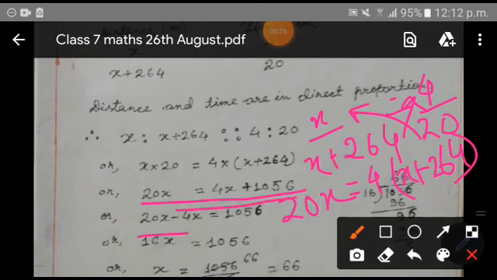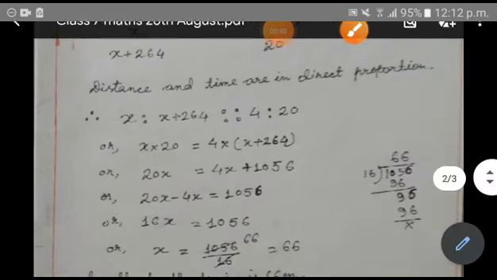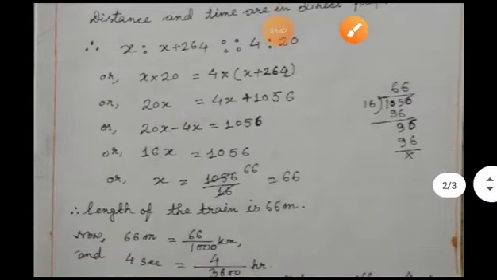Now in the next line you will do 20x minus 4x is equal to 1056. Now this 20x minus 4x means 16x, which is equal to 1056. Now you need to take out the value of x. x will be equal to 1056 divided by 16.